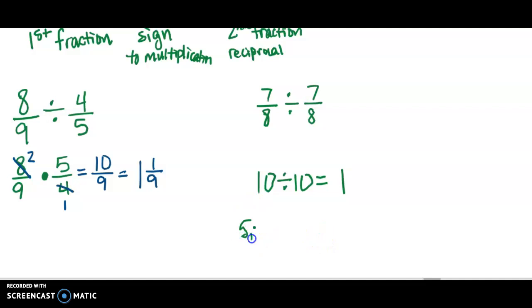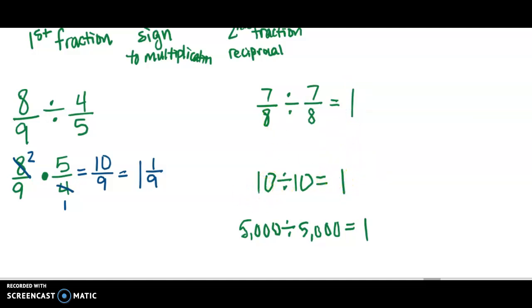So let's try 5,000 divided by 5,000. What's that one? 1. So we get 1 again. So what difference does it make if I do this with a fraction? Isn't a fraction a number? So if I take 7/8 and divide it by 7/8, what should I get? I should get 1, because anything divided by itself is 1. Now I'll prove it to you.